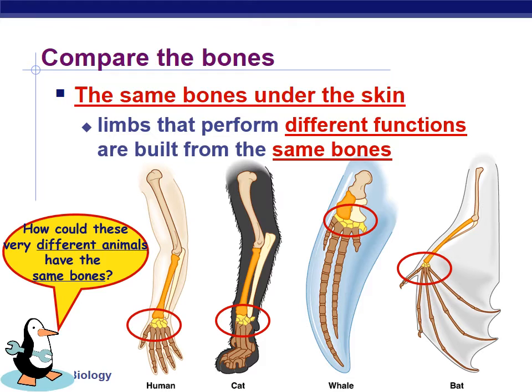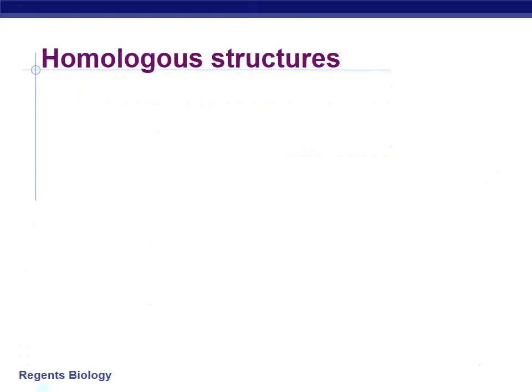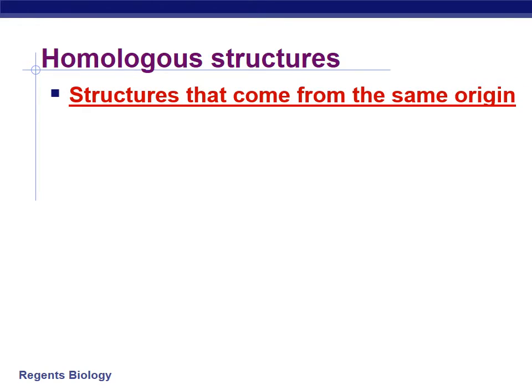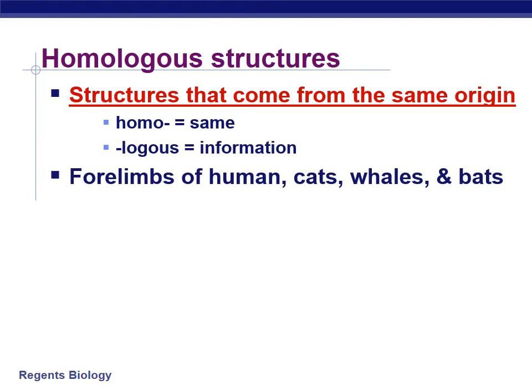Why would a human hand have the same bone structure as a bat's wing and a whale's flipper when they are used for very different functions? These structures that have the same bone structure, but a different function, are known as homologous structures. So there's that word homologous again. They are structures that come from the same origin. So remember, homo means same, and logos means structure or information.